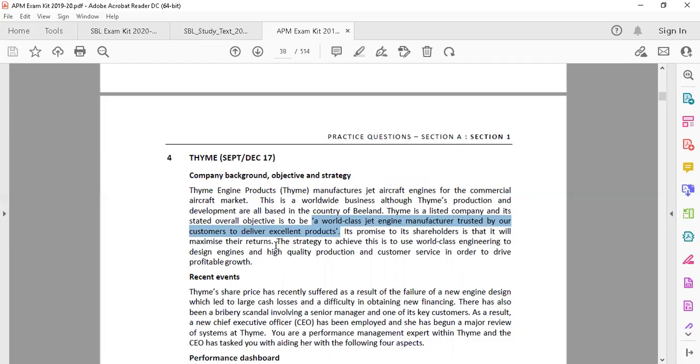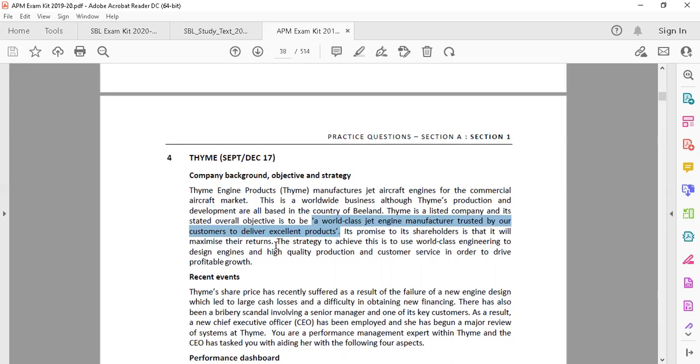So we see two aspects in their objective. One is to cater to the requirements of the customers. That's the first objective, so maybe we can call it primary. The secondary one is to maximize their profits, returns to the shareholders. The strategy to achieve this is to use world-class engineering to design engines and high-quality production and customer service in order to drive profitable growth. That's all fine.